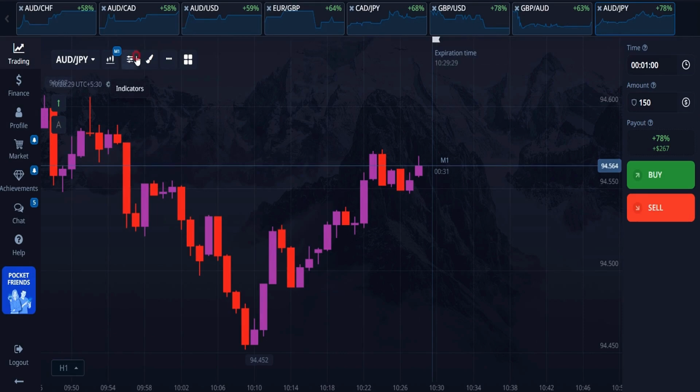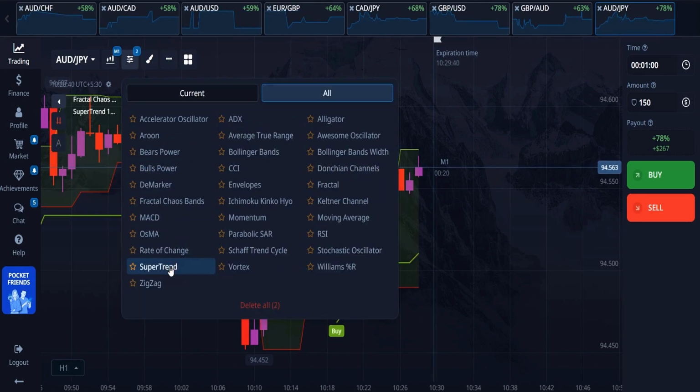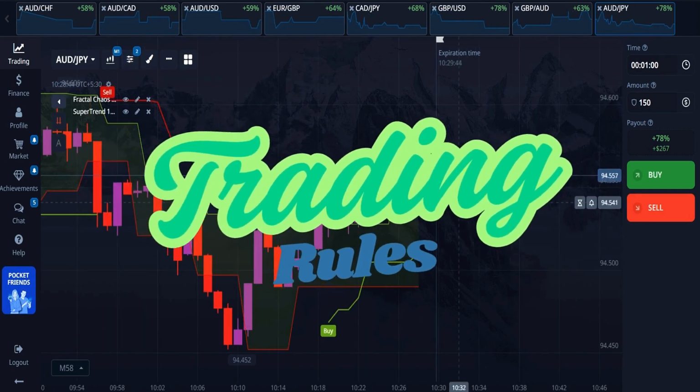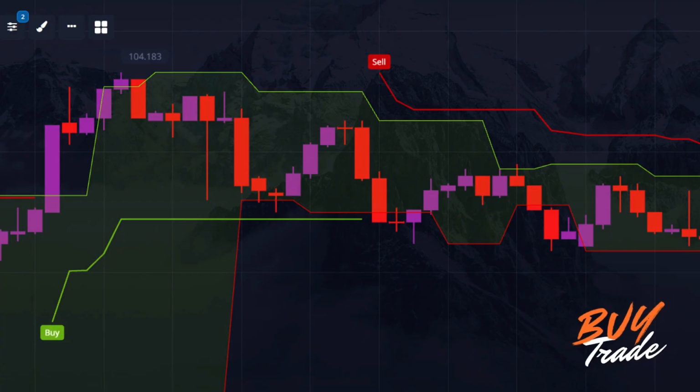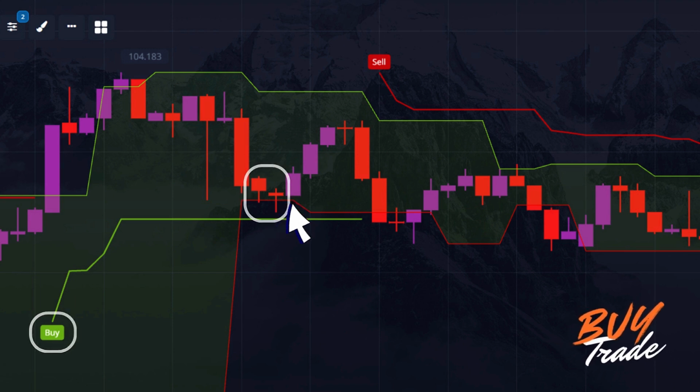For this strategy, we will use 2 indicators at their default settings: SuperTrend indicator and Fractal Chaos Bands indicator. Now, let's go over the simple trading rules. For a buy trade, the SuperTrend indicator must signal a buy. The price should touch the bottom line of the Fractal Chaos Bands. Once this happens, enter a buy trade.